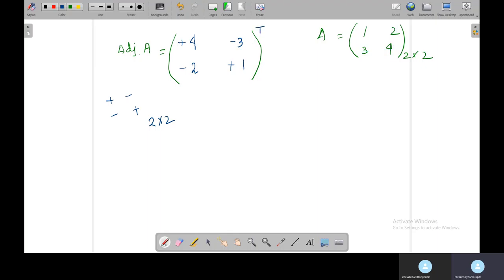Now, the transpose of this, whatever rearrangement we have done. How are you going to make this one? Transpose of this means plus 4, negative 2, negative 3, 1. Okay? So after the transpose it has become a 2x2 matrix, and this is called adjoint of matrix. Now let's try with the 3x3 matrix.